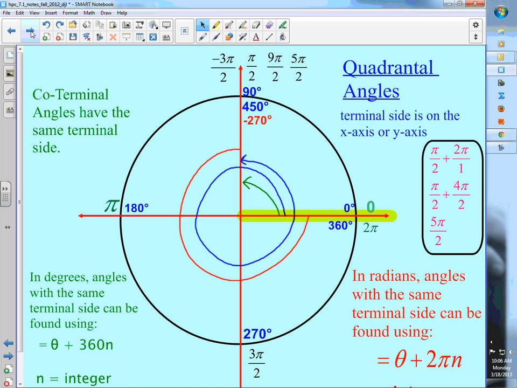Those quadrantal angles you need to memorize. They're going to be very important for us when we get to trig ratios. They're also the easiest trig ratios to know. So make sure you know every 90 degrees and every pi over 2 radians, you're at a quadrantal angle. Pi over 2, pi, 3 pi over 2, and 2 pi. And if you went negative pi over 2, negative pi, negative 3 pi over 2, same thing.